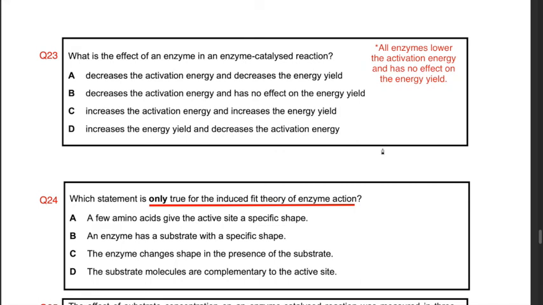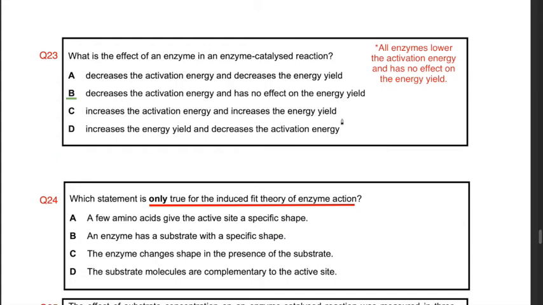Question 23. What is the effect of an enzyme in an enzyme catalyzed reaction? Key thing you should know by now is that all enzymes lower the activation energy. Hence, the answers being either A or B decreases the activation energy. Also, if I haven't mentioned it earlier, enzymes have no effect on the energy yield. They just lower the activation energy. They do not contribute to producing energy or taking away energy. Therefore, it has no effect on the energy yield.